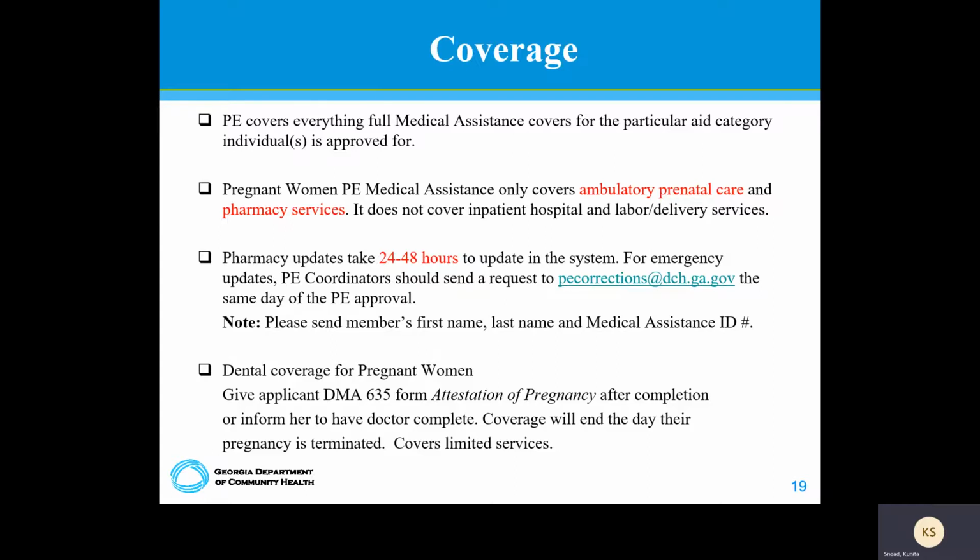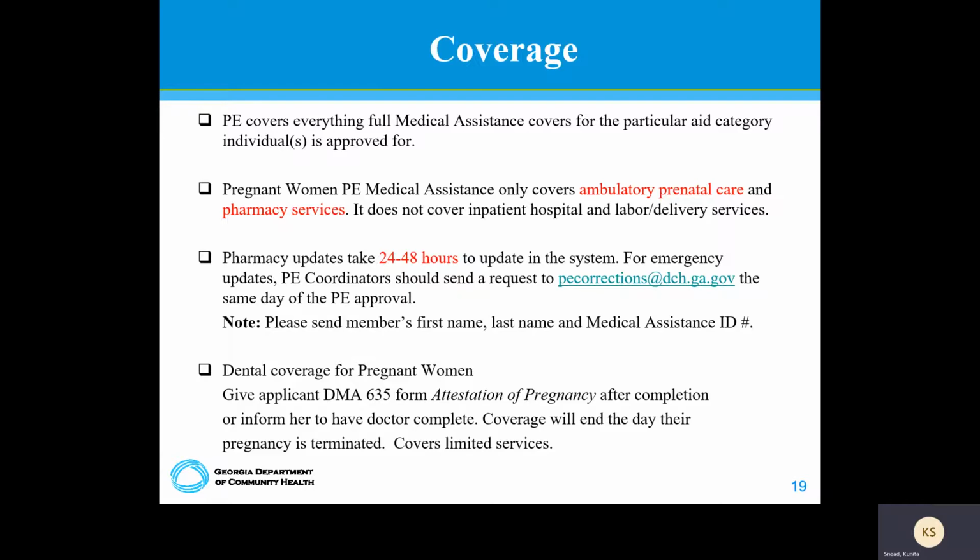But everything else that the aid category pays for, your parent caretaker, your children under 19, foster care, whatever that aid category is supposed to pay for, that's what it's going to pay for. And for your pregnant women, it's only going to do prenatal care and the pharmacy services. Once someone has been approved for this program, they are able to go and get the medical services they need that same day, if they need to. The only thing is about their prescriptions being filled. You're going to have to let them know once they have been approved that it will take at least 24 to 48 hours before they're able to get any prescriptions filled.